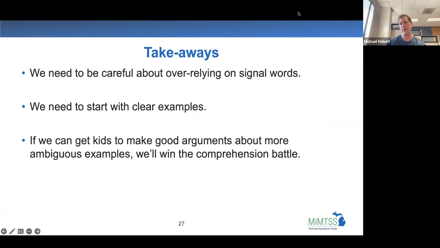So one takeaway before I move on to my next principle is that we have to be careful about over-relying on signal words, right? We can teach kids that here are some hallmarks, but there's a big pitfall there. If kids over-rely on them, they may just look for the signal words and not pay attention to the content. So we need to teach them to go beyond the signal words and say, tell us more about what's going on in that sequence of events or what's happening in this problem solution. We want to start with clear examples. And if we can get kids to make good arguments about ambiguous examples, this gets back to Kate's points, we can really start to win the comprehension battle. Kids are going to be really invested in the content there, right?